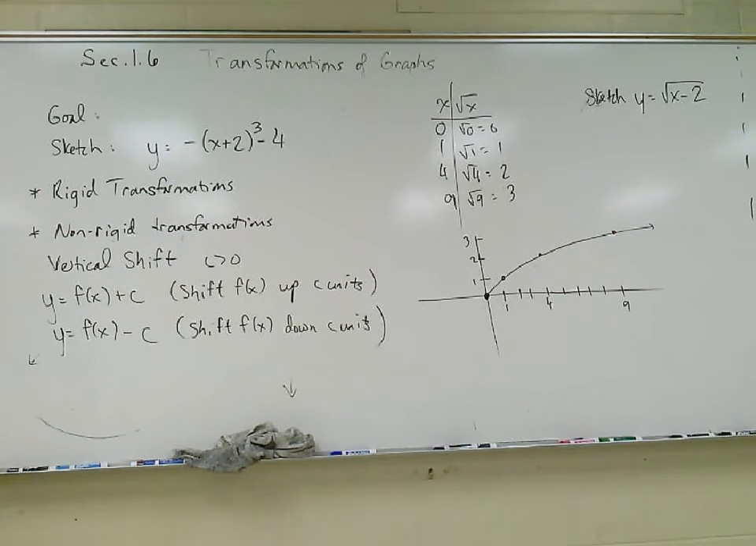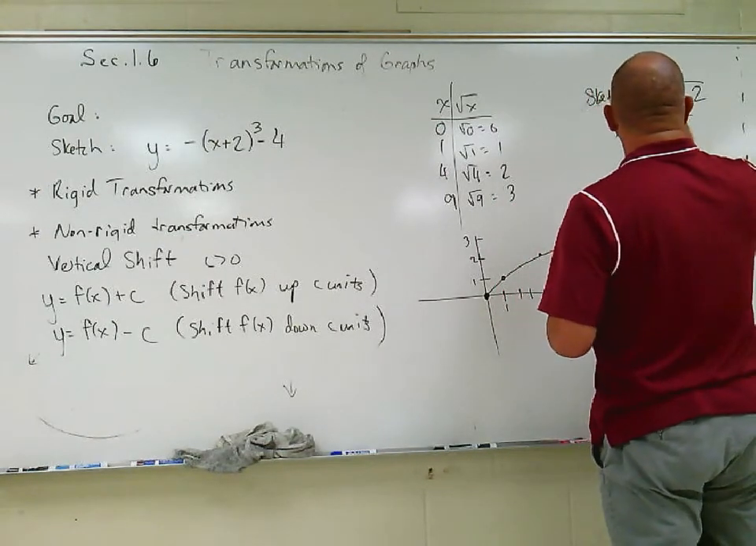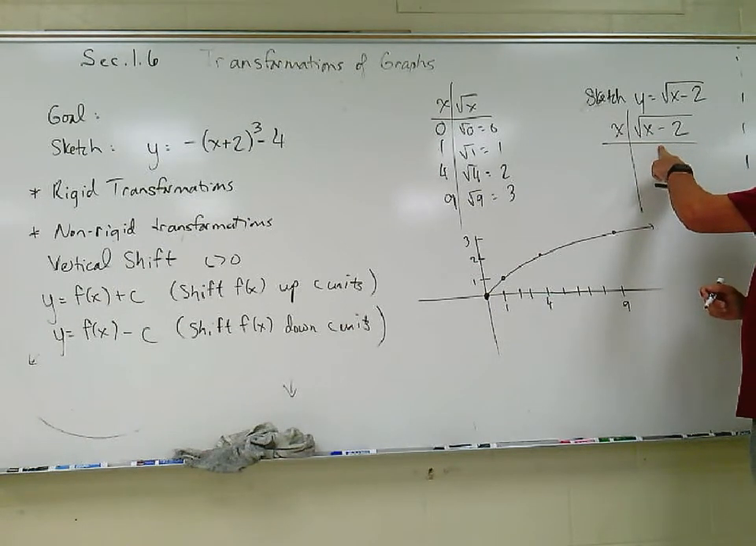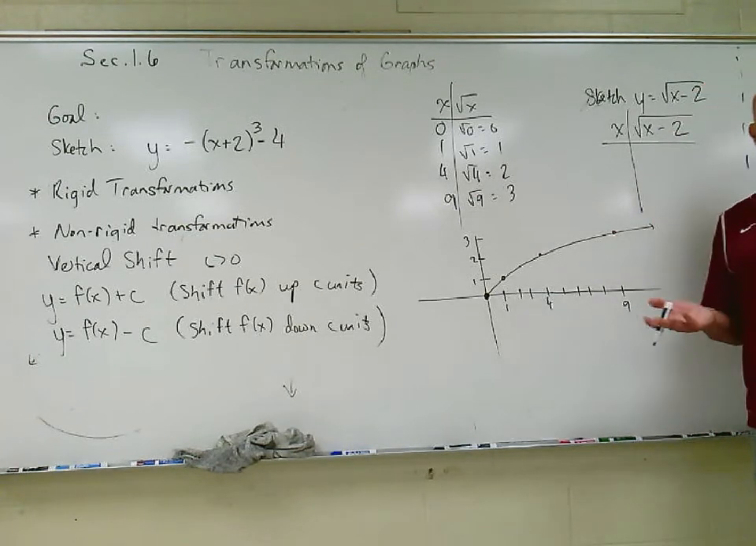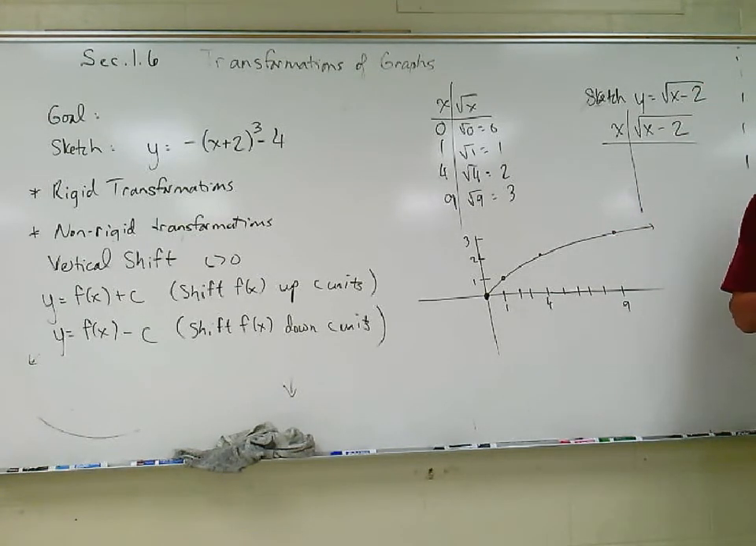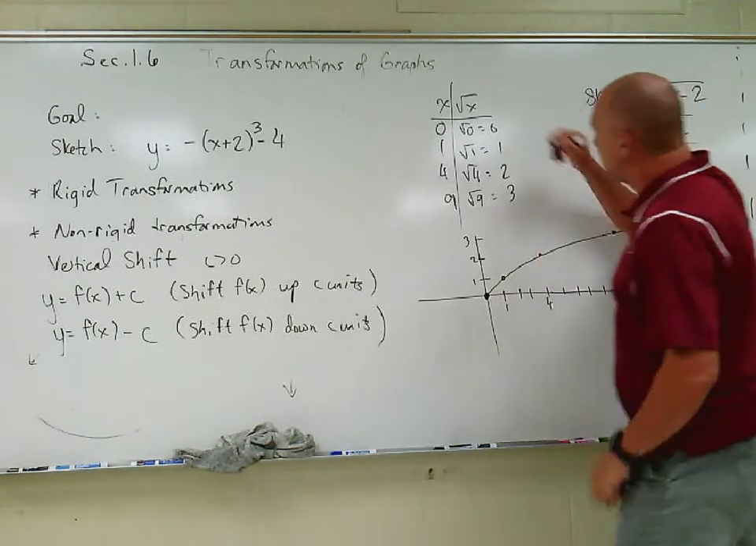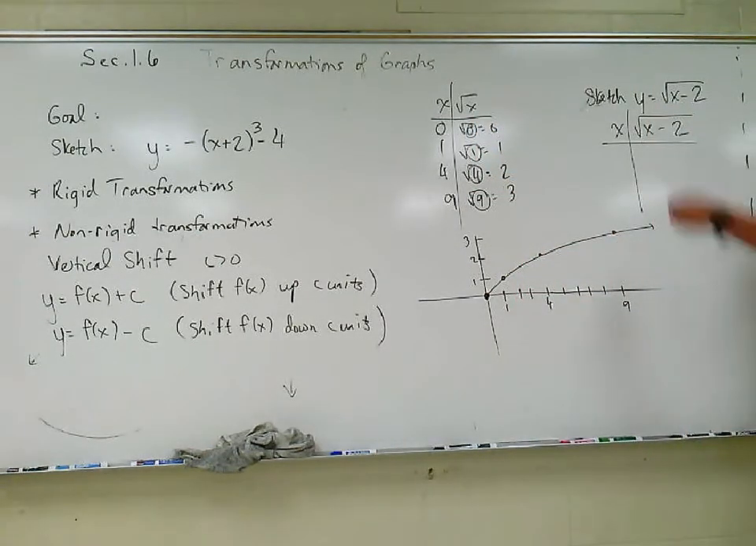Now here's what I want you to do. I want you to make a t-chart for this. And I only want you to pick x's that give you positive perfect squares under here. Because you can't have a negative under the house, can you? If you have a negative, then you have an imaginary number. So pick only x's that give you positive perfect squares. So you're trying to get a 0 under the house, a 1 under the house, a 4 under the house, and a 9 under the house. What do you need to pick to get those under the house? Go. Figure it out. And that will answer your question.